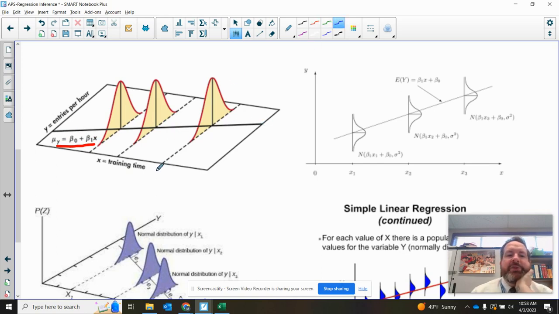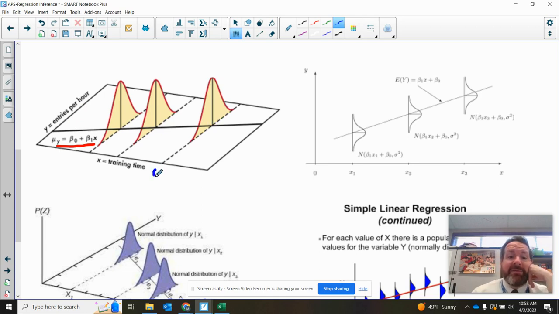And what we're saying is, if you choose a particular X, so in this case, they're talking about training time. For us, this would be a height. At a given height, or training time, are your Y's, your responses, so entries per hour, or in our example, weights, normally distributed for that height?